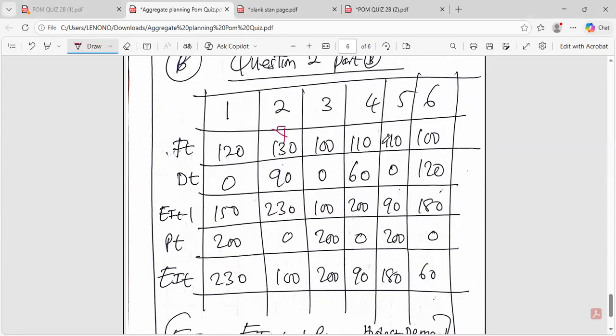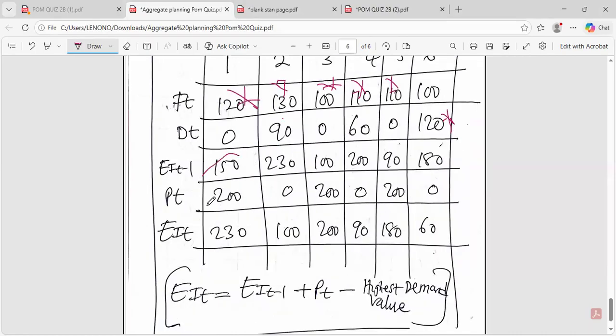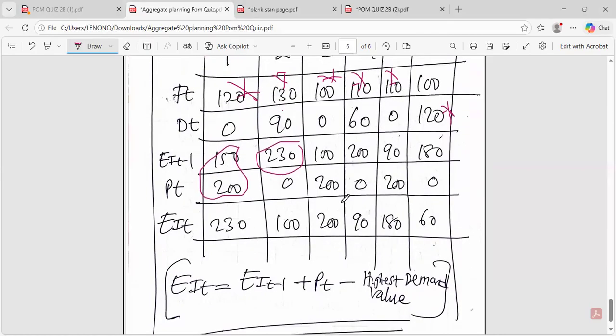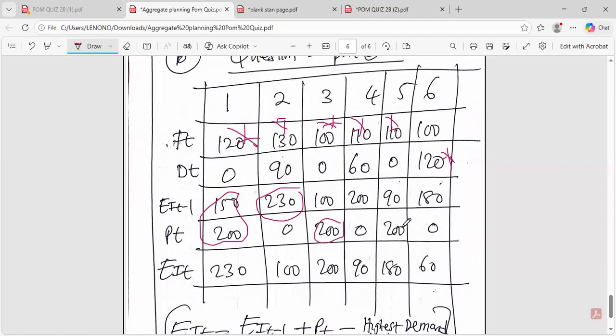Here, 130 is the highest. 100 is the highest. 110 is the highest. Then 120 is higher in this case, and this one. So here you're going to say beginning inventory plus production minus demand. You're going to have the 230. 230 is the beginning stock here, minus 130, that is 100. Carry forward 100, then plus production. This is how this question was supposed to be answered. So we require production in week 1, week 3, and week 5 of 200 units.